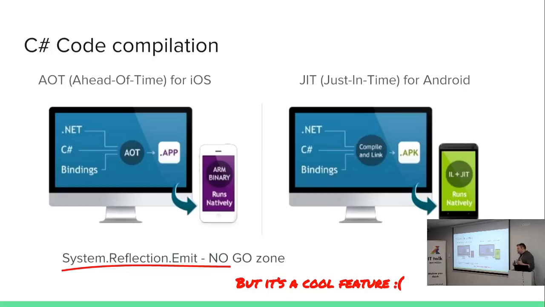Yes, sorry, I forgot to mention it. It is a very critical thing: you cannot create code dynamically. So forget about this. If you are efficient in .NET and you know what System.Reflection.Emit is, and you want to use it in Xamarin, forget about it.